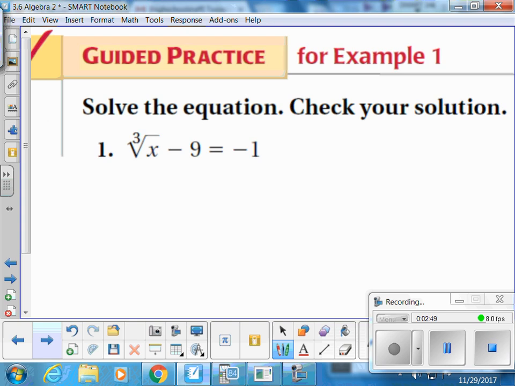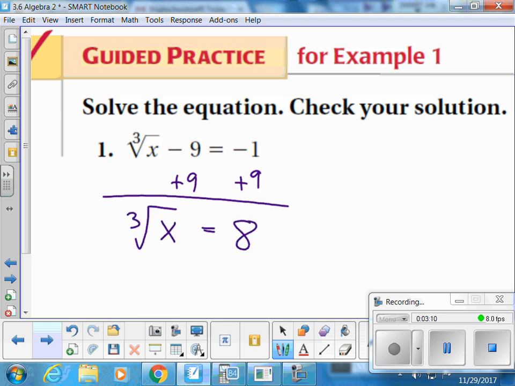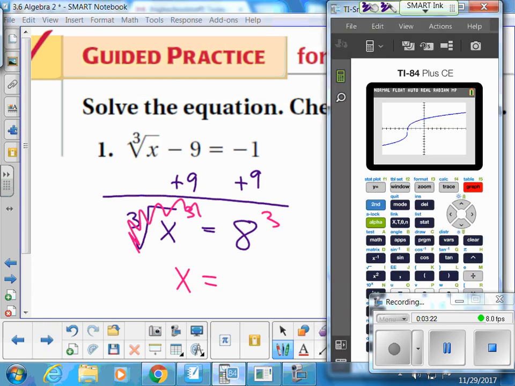All right, next problem. Go ahead and jot it down. We're going to start off by moving that 9 to the other side. You need to do a plus 9. That gives you the cube root of x equals 8. Now we'll cube both sides. That will cancel the cube root. And 8 to the third is kind of a big number, so you might want to take your calculator and type that in.